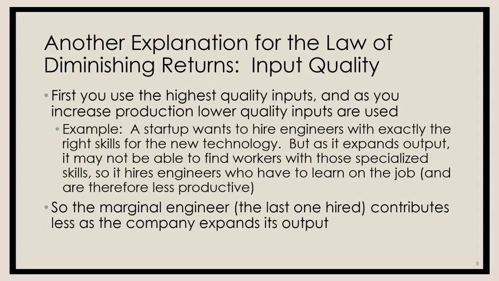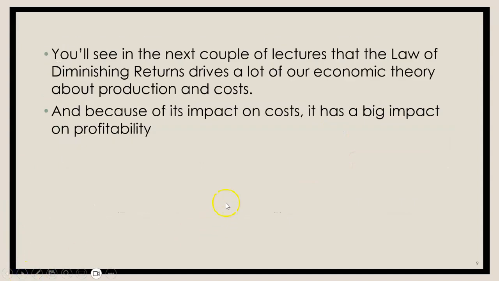So in addition to the fact that the labor specialization gains start dropping off after a certain point, you also have to deal with the fact that you essentially have lower quality inputs. You'll see in the next few lectures that the law of diminishing returns drives a lot of our economic theory about production and costs. And because of its impact on costs, it has a big impact on profitability and the way firms maximize their profits.